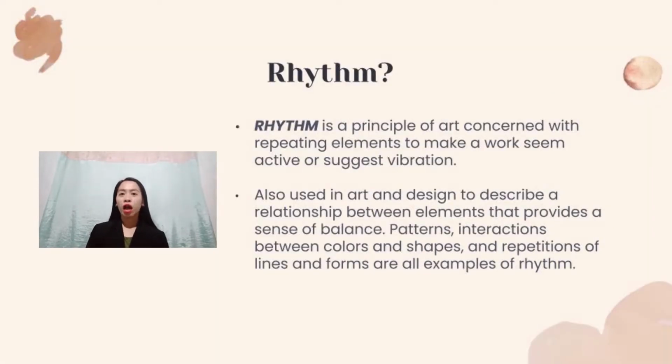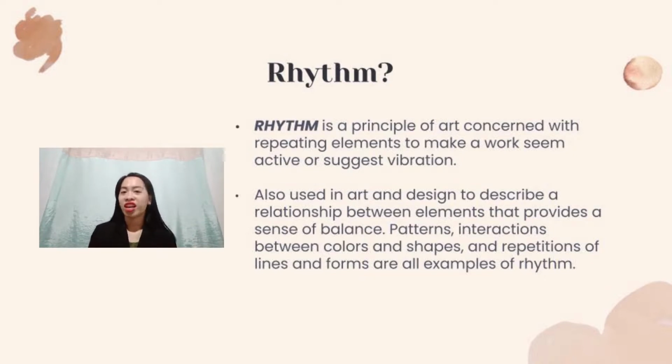So what do we call by rhythm? Rhythm is a principle of art concerned with the repeating elements to make a work seem active or suggest vibration. It is also used in art and design to describe a relationship between elements that provides a sense of balance, patterns, and interactions between colors and shapes, and repetition of lines and forms are all examples of rhythm.